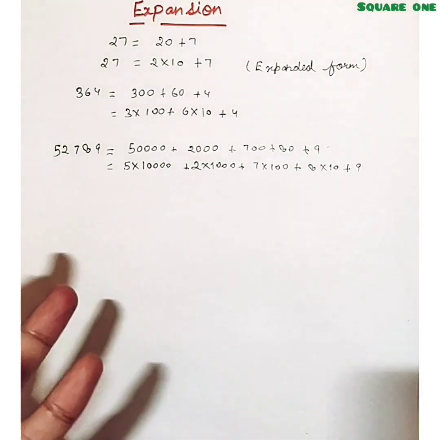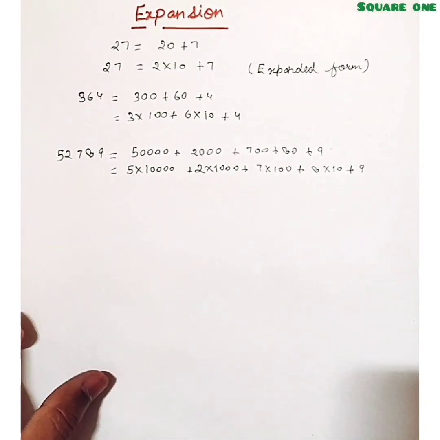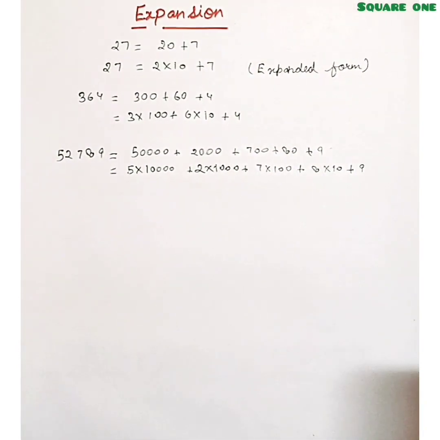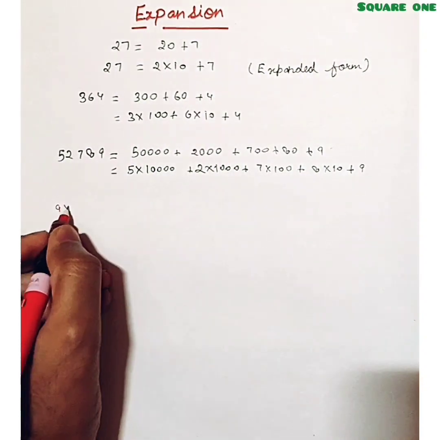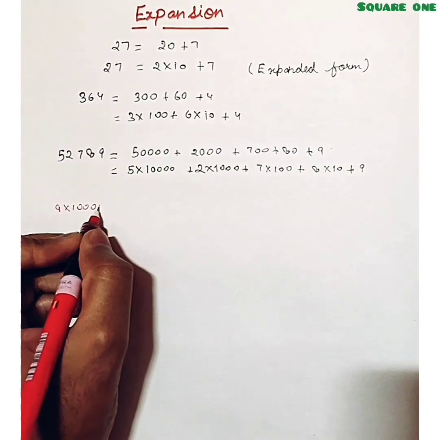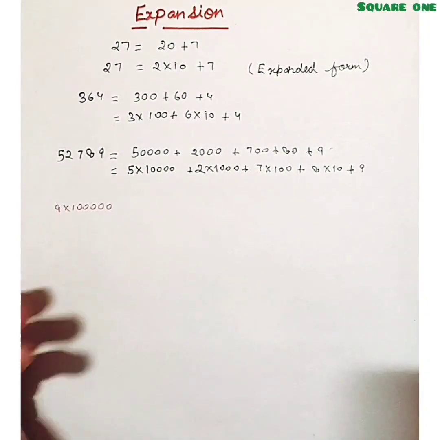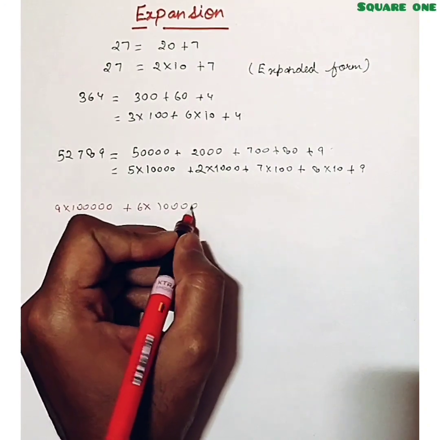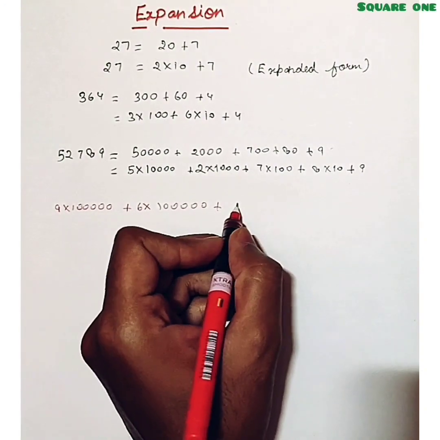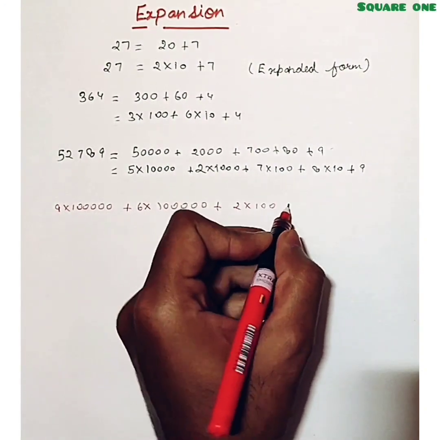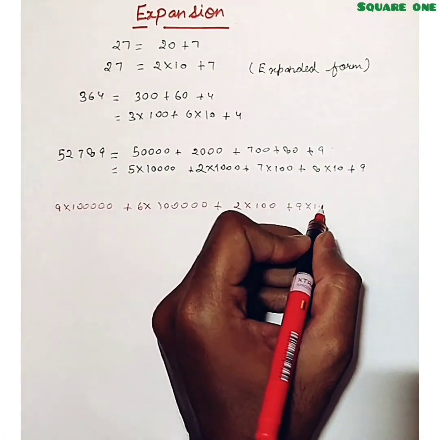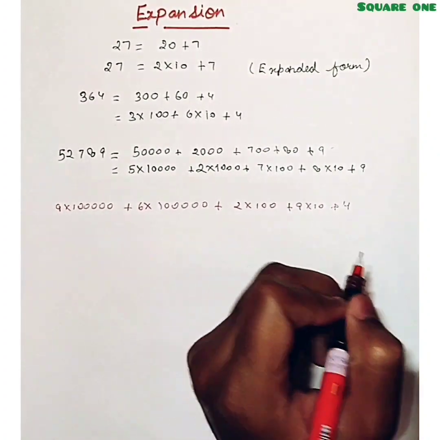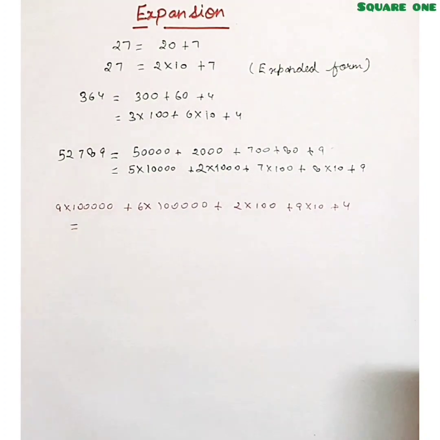The next type of question that we see is that we will be given an expansion and we will have to form the shorter form, that is the numeral, from that expansion. So let us write an expansion first. 9 into 1 lakh plus 6 into 10,000 plus 2 into 100 plus 9 into 10 plus 4. Now we have to form the numeral from this expansion.